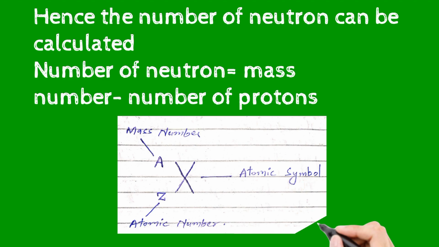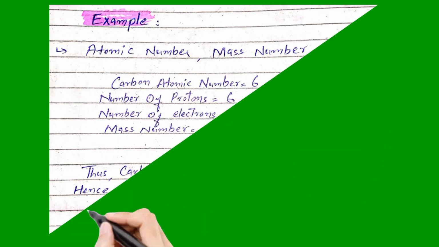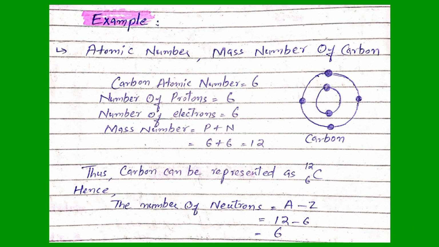The picture shows the general representation of an atomic symbol with mass number as A and atomic number as Z. For example, if we take carbon, it has the symbol C with mass number 12 and atomic number 6. This example shows the atomic number and mass number of carbon. As carbon has atomic number 6, the number of protons is 6 and the number of electrons is 6. So we can calculate the mass number by adding protons and neutrons, and it will come out to 12.